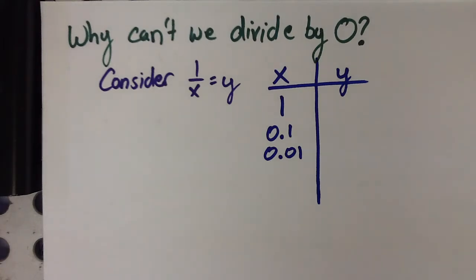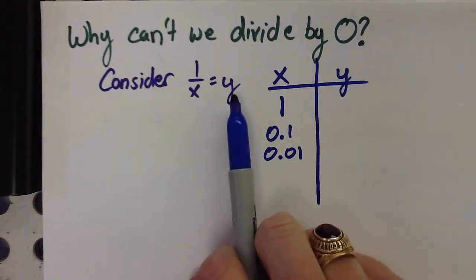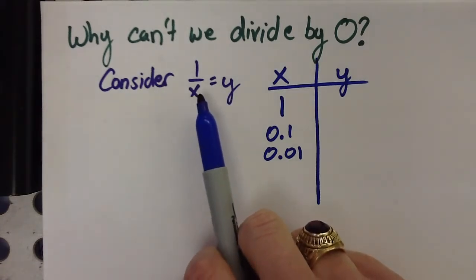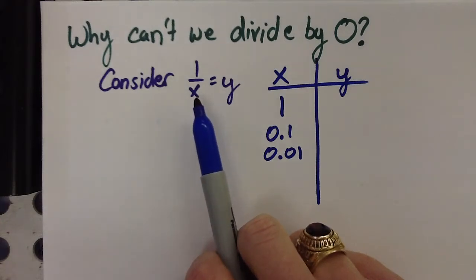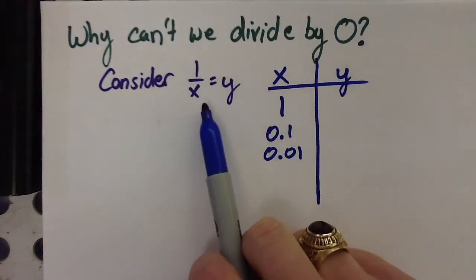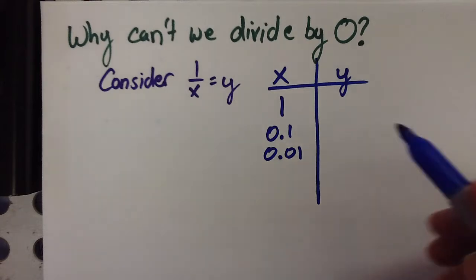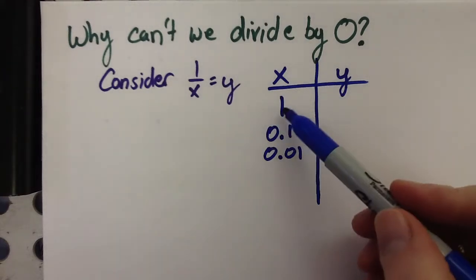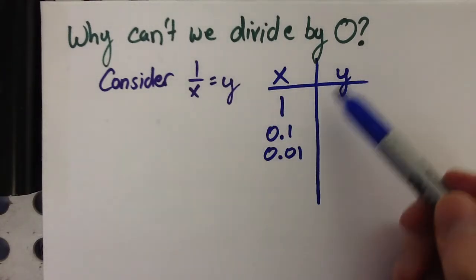That is the main concept of this whole topic. And you may have been told you can't do it in the past, but I want to explain why. So let's just consider a function, y equals 1 over x. Something where we would end up having to divide by 0 somewhere, because if I put in 0, then of course I would be dividing by 0. So let's just do an old-fashioned XY chart.